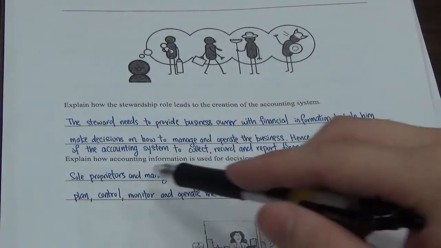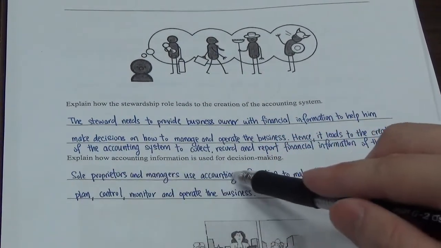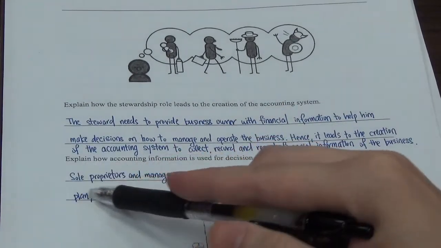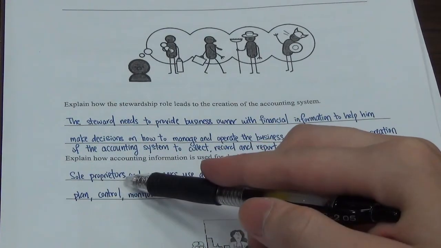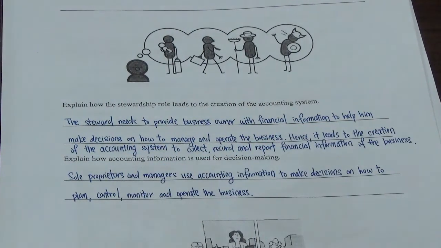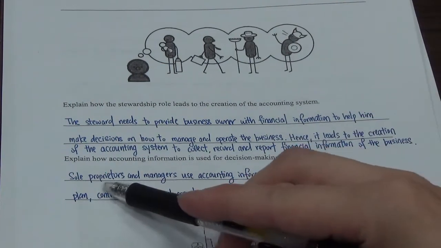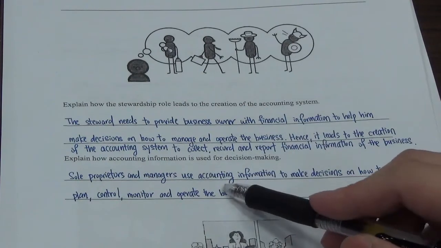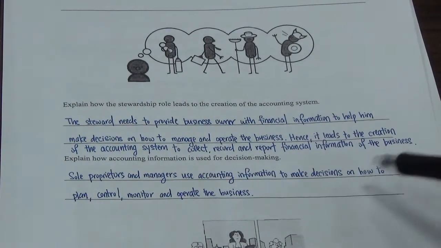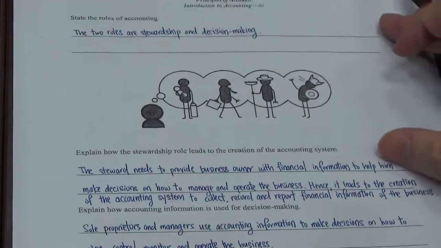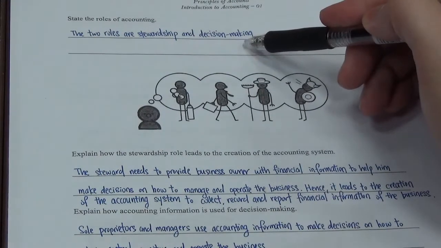The second part, what is accounting used for in terms of decision making? It helps sole proprietors. Sole proprietor here refers to a business with only one owner. So it's like a business with only one boss. Sole proprietors and managers use accounting information to make decisions on how to plan, control, monitor and operate the business. So the 2 roles of accounting are stewardship and decision making.